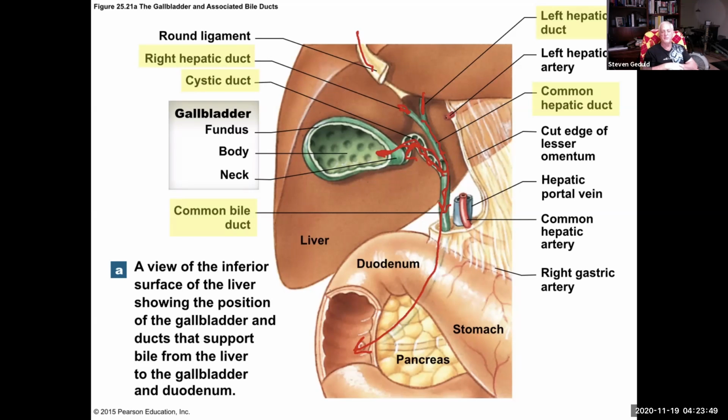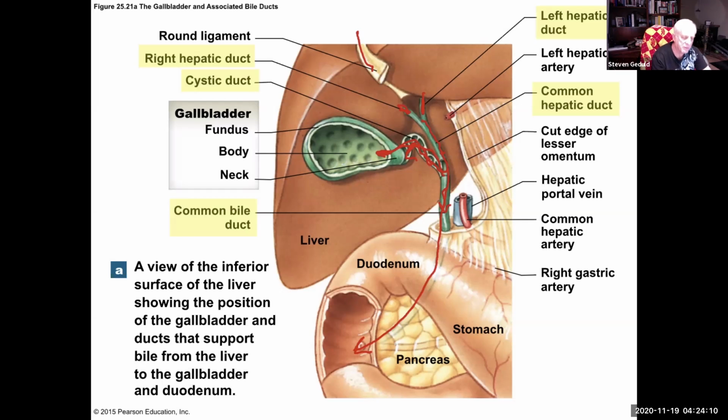If there's a demand for bile, or if there's too much bile already backing up the duct, it backs up into the gallbladder. Remember, the gallbladder does not make bile. It just stores it. That's all it does. That's why you can function without a gallbladder. It stores it and concentrates the bile.